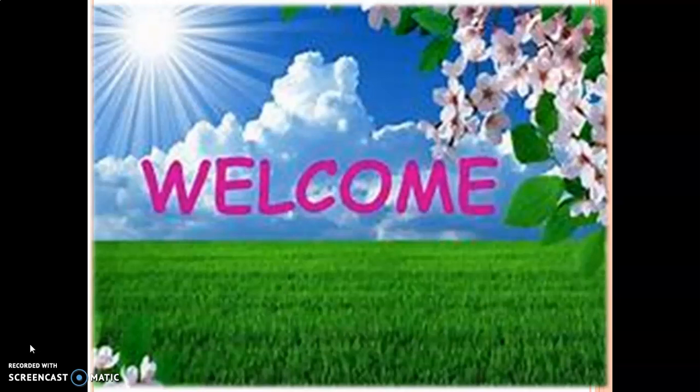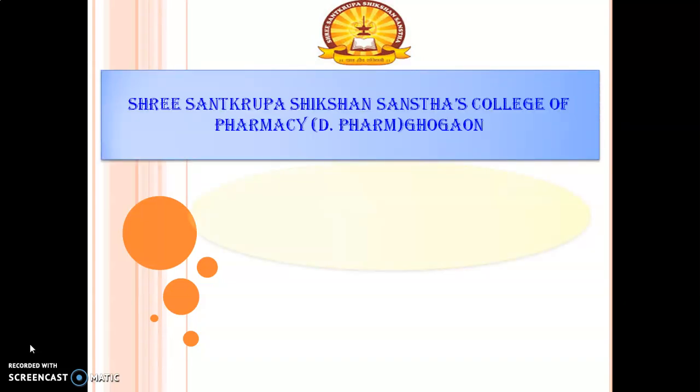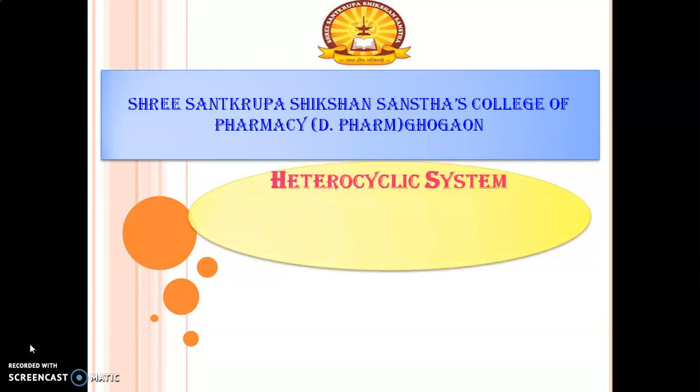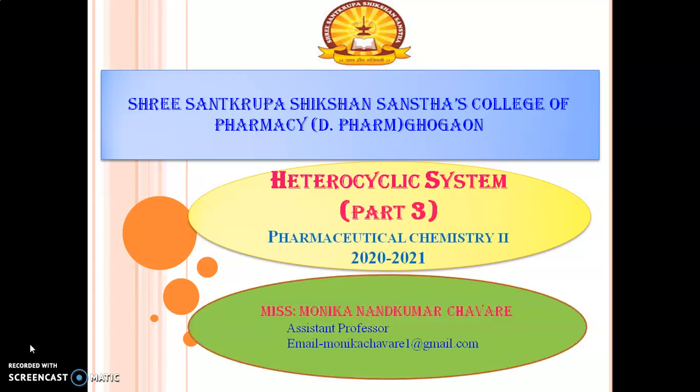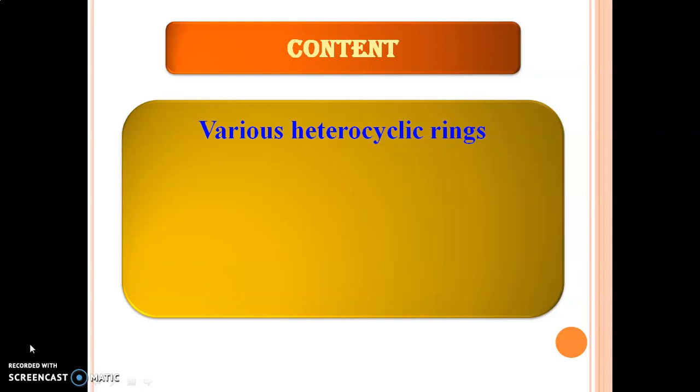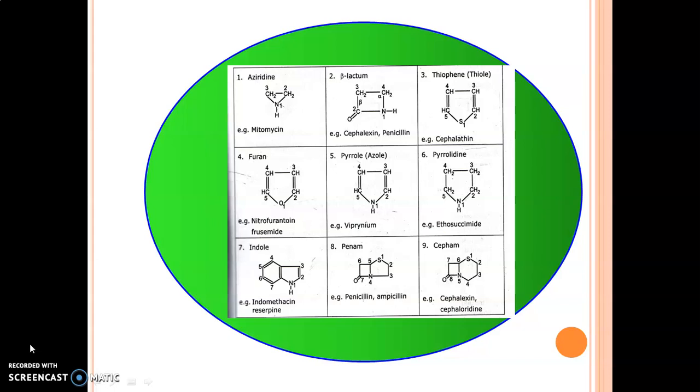In today's video we will see heterocyclic system part 3. In this video we will learn about various heterocyclic rings. Start with a three-membered heterocyclic ring, that is, the first ring is aziridine. It is a three-membered heterocyclic ring in which nitrogen is a heteroatom. The numbering should be given one number to the heteroatom, that is nitrogen.